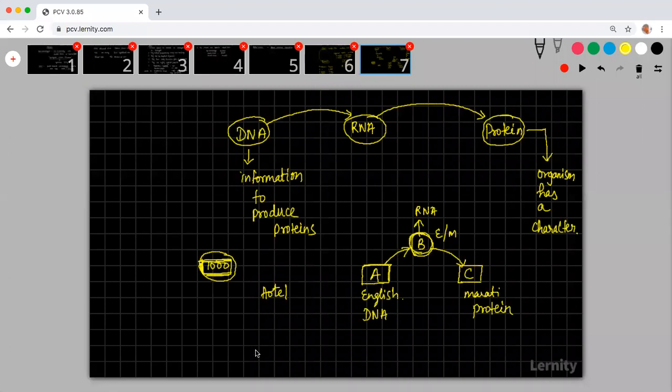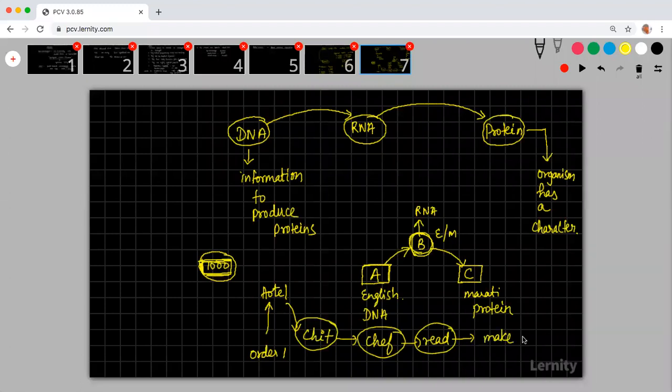So I'm going to sit there, and whenever an order comes, let us say order 1, I will see which order it is, read it, and pass it on as a chit. This chit will go to the chef. The chef will read it, make the product, and give it to the customer.